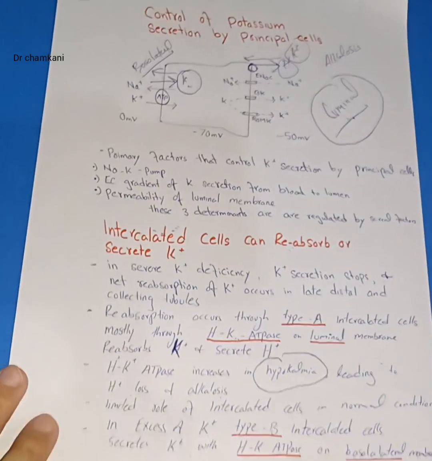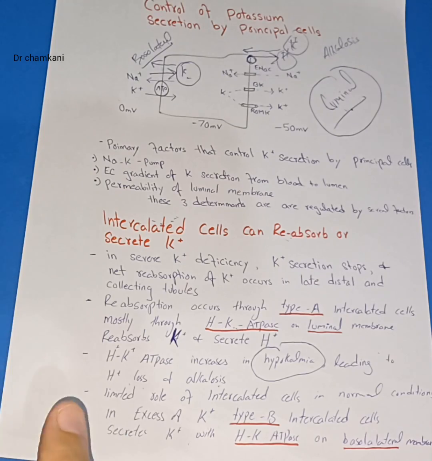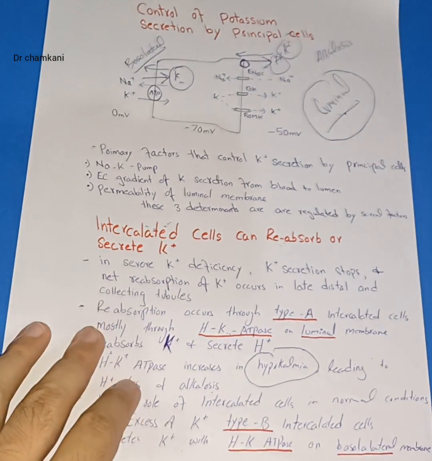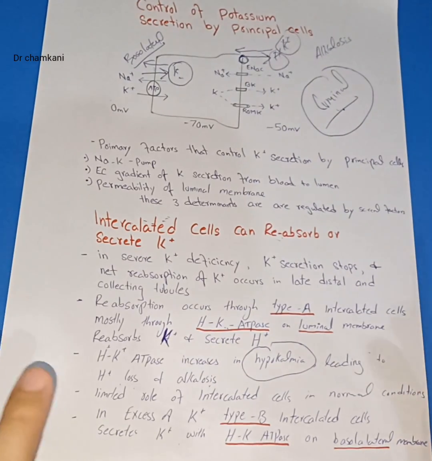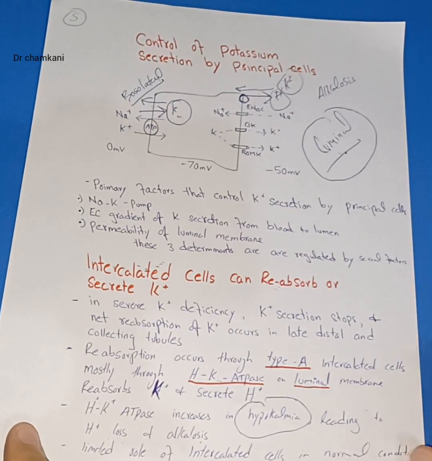So that's how the opposite direction of type A and type B intercalated cells can either lead to reabsorption of potassium when there is deficiency of potassium, and secretion of potassium when there is a high level of potassium in the human body. So that concludes the role of principal cells and intercalated cells in either reabsorption or secretion of potassium.